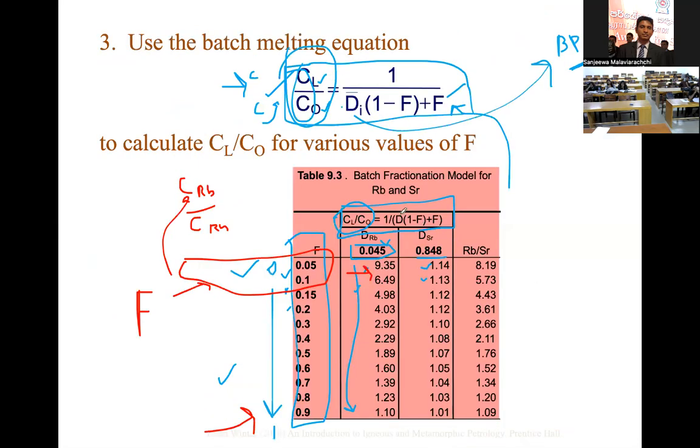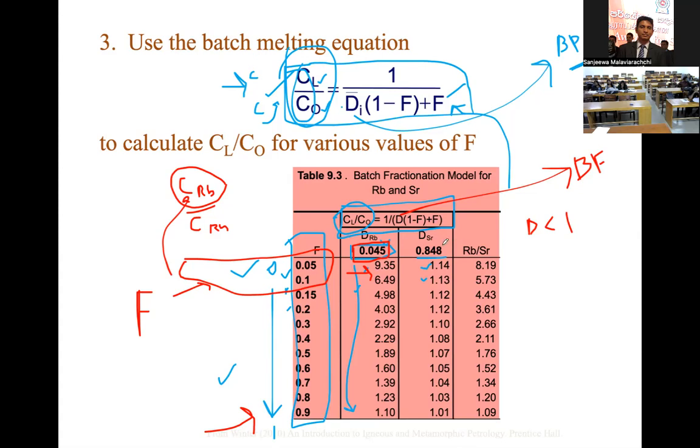The reason is here we are taking the bulk partition coefficient. This reflects all the rubidium contributed from all the minerals. That's the meaning of bulk partition coefficient. But anyway, rubidium concentration is high for a low degree of melting, because rubidium has high incompatibility. You can also understand from this bulk partition coefficient value, which is less than 1. So this is the situation where we consider D less than 1.